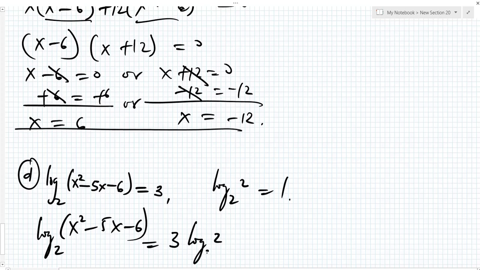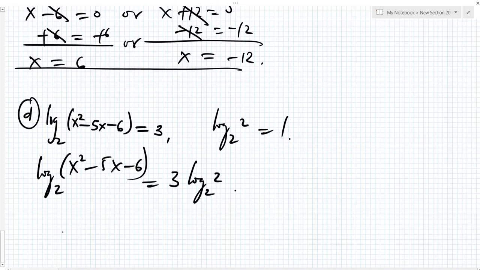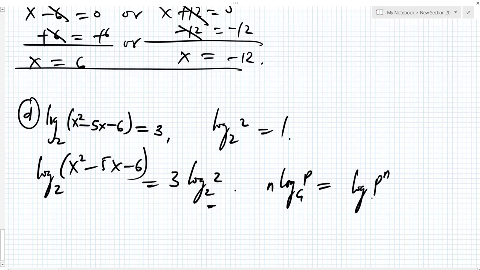So this 3 is the same as 3 times 1. Since log 2 base 2 is 1, 3 times 1 is the same thing as 3 times log 2 base 2. We are also going to use this expression: when you have n log p base a, it is the same as log p raised to power n base a.